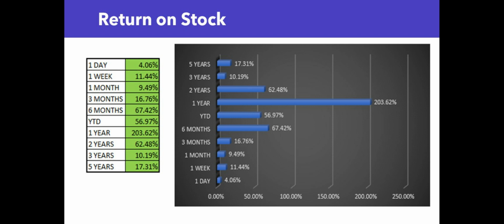The stock has been able to give positive returns in the last 5 years. If you look at the last 1 year, it has given a massive return of 203.62%. For the last day, that has been 4.06%. For the last week, that has been 11.44%, and for the last month, that has been 9.4%. So the stock has been able to generate massive returns in the past 1 year, and the stock is currently in momentum. Hence, we think it should be able to reach its target.